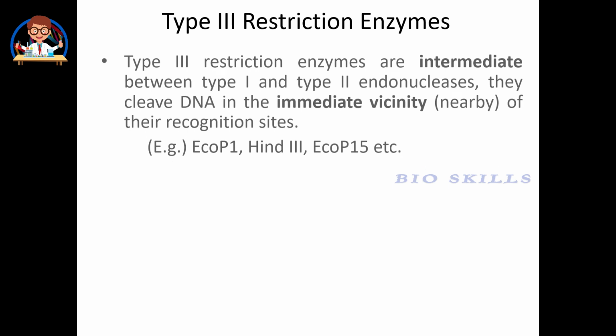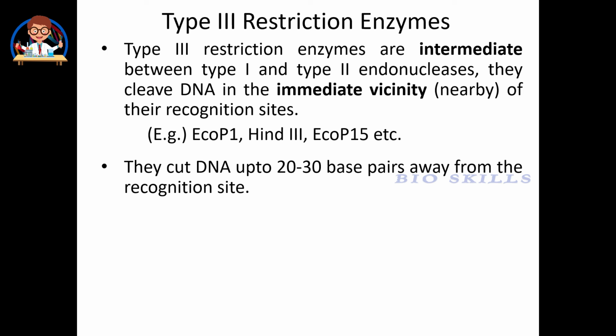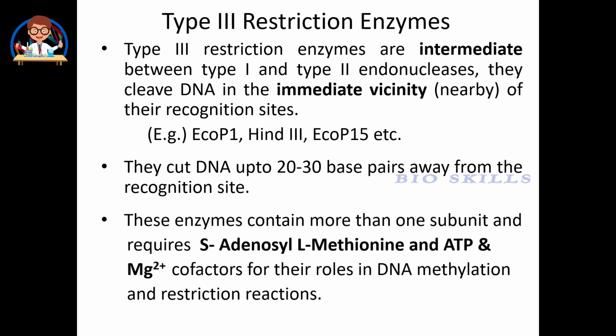Type 3 restriction enzymes. Type 3 restriction enzymes are intermediate between type 1 and type 2 endonucleases. They cleave DNA in the immediate vicinity, that is nearby, of the recognition site. Example, EcoP1, HinfIII, EcoP15, etc. They cut DNA up to 20 to 30 base pairs away from the recognition site. These enzymes contain more than one subunit and require S-adenosyl L-methionine, ATP and Mg2+ cofactors for their roles in DNA methylation and restriction.